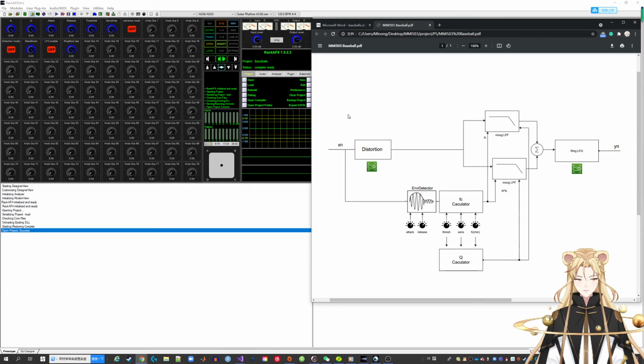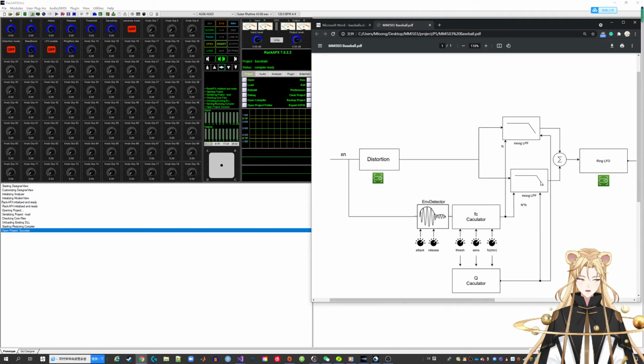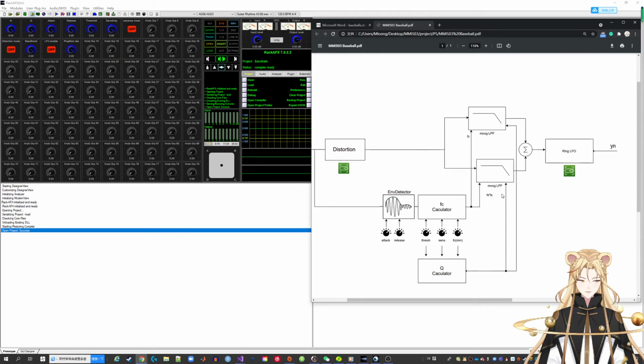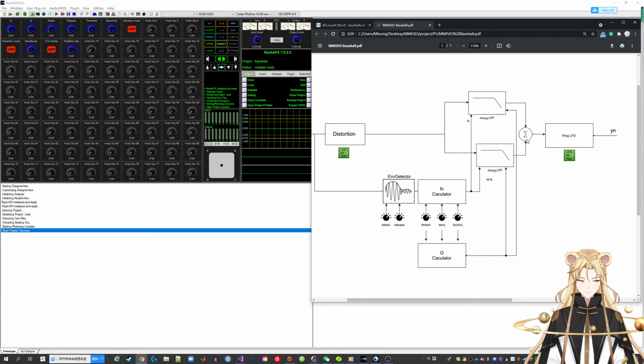So in advanced mode, the signal will go through, we can choose whether it will be distortion or not, and then it will go through two Moog low pass filters. The outputs of the two Moog low pass filters are summed, and we can choose whether it goes through a ring LFO, the low frequency oscillator, or not. This part is not in the original design. I added this bar just for fun.